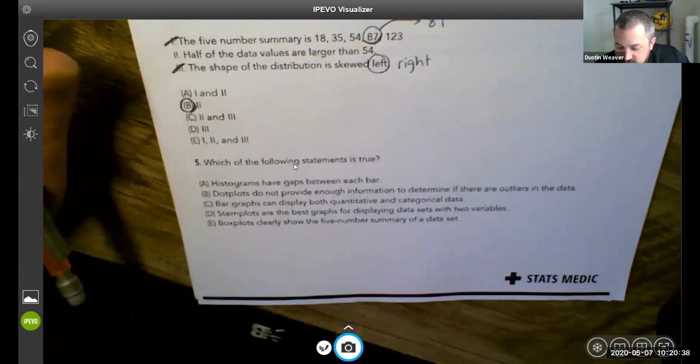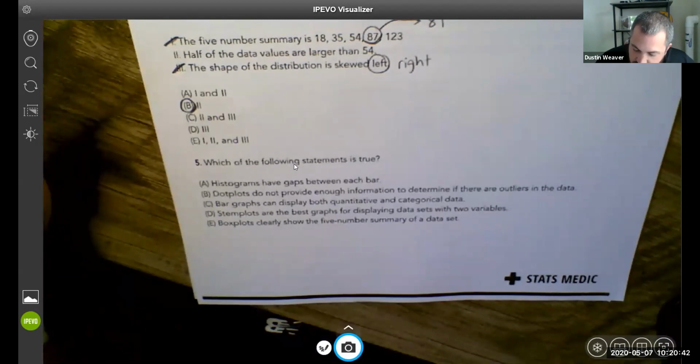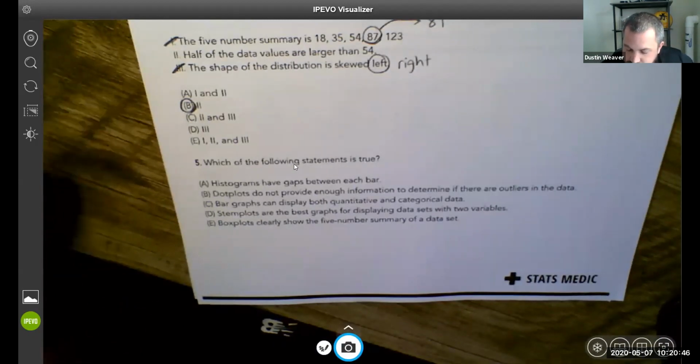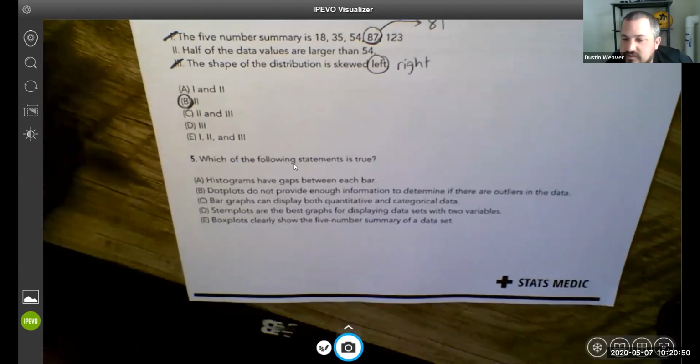All right, let's go down to number 5. Which of the following statements is true? You want to look at this. Histograms have gaps between each bar. Is that true?